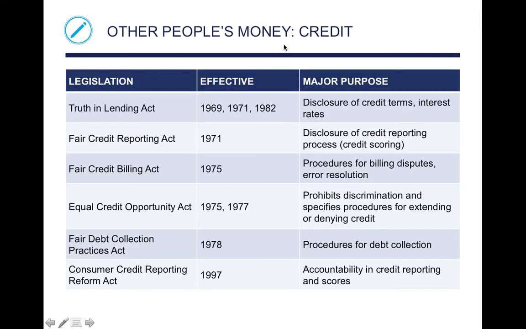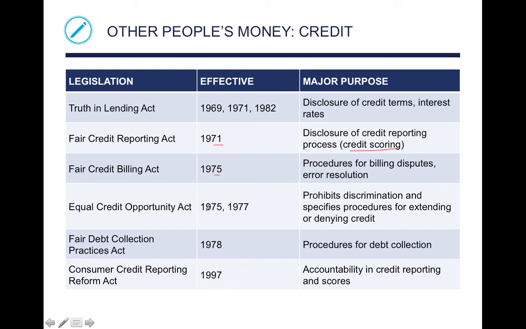Other people's money, credit. Truth in Lending Act, effective 1969, 71, and 82. The purpose was to disclose credit terms and interest rates, because before that, people didn't know how high the interest rates were. The FCRA, the Fair Credit Reporting Act, effective 1971, discloses the credit reporting process and credit scoring. Before that, people didn't know. The Fair Credit Billing Act, 1975: procedures for billing disputes and error resolution.